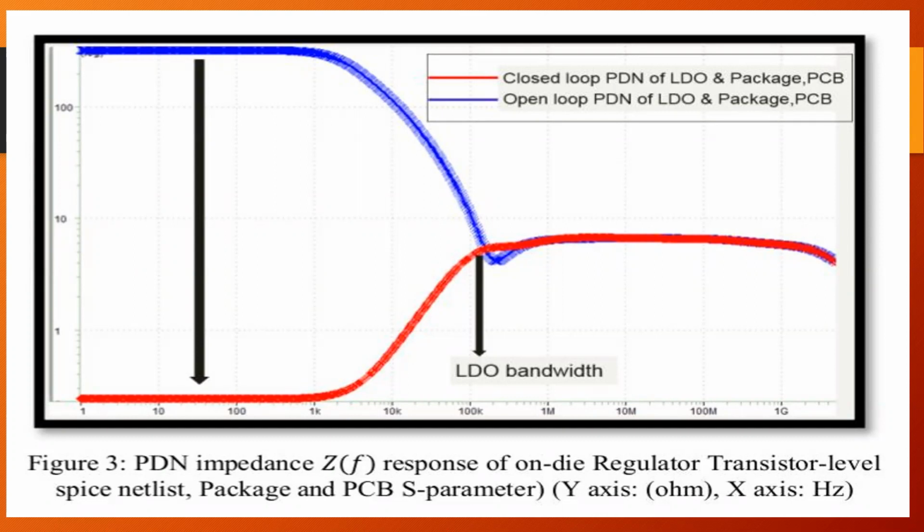Red line shows closed path PDN of LDO and package PCB. Blue line shows open loop PDN of LDO and package.